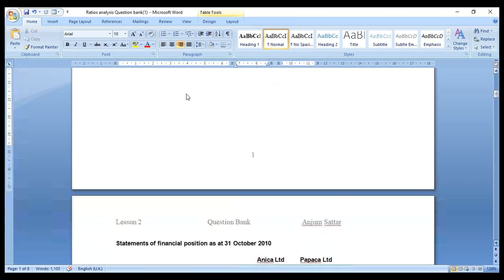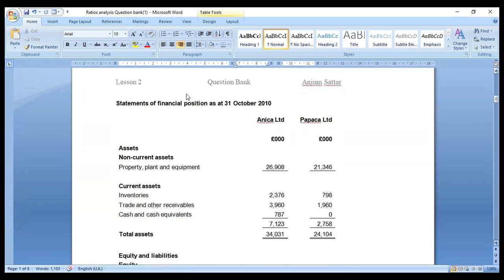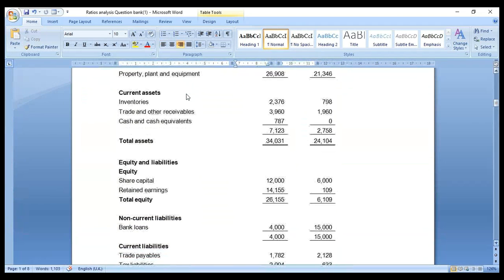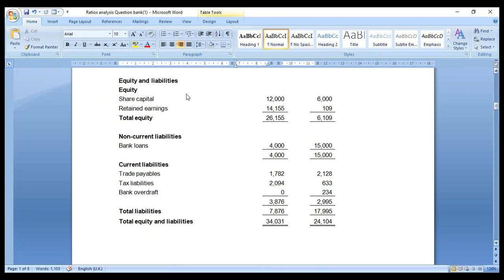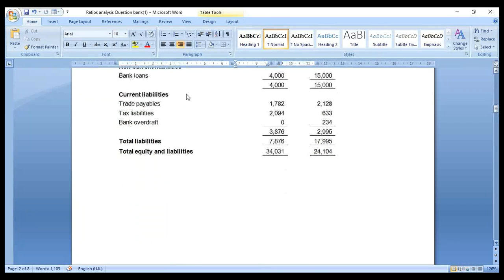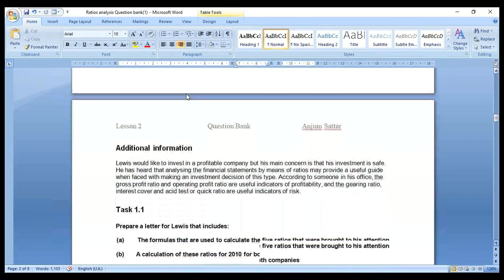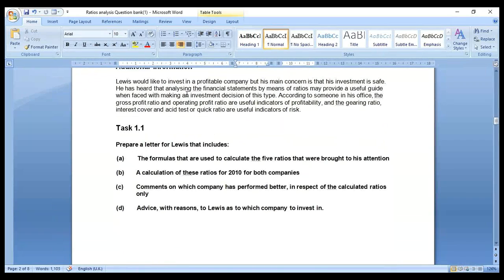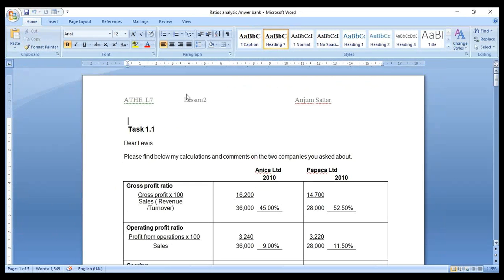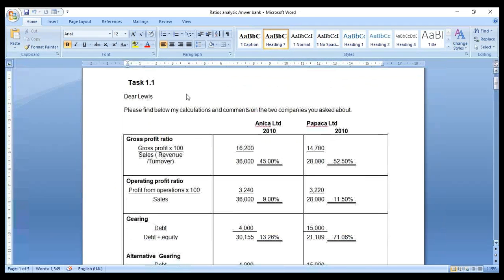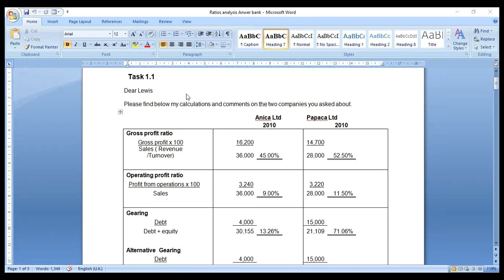Then we have a balance sheet, and we have current assets, non-current assets, and total assets, and now we'll use the formulas. We've been given the question and asked to calculate these ratios for these companies, for 2 years, and comment on the ratios. So we've done the 2 years' ratios for both companies.